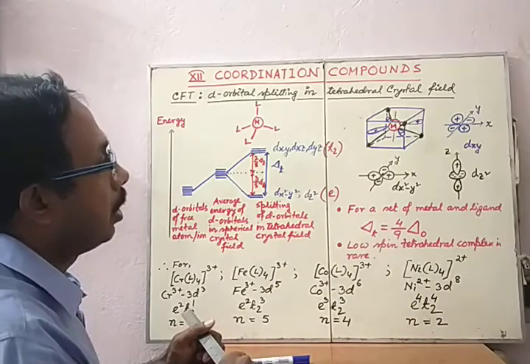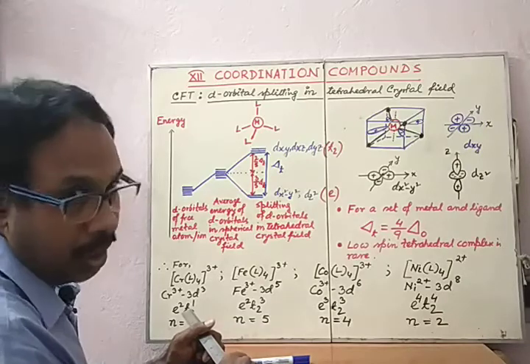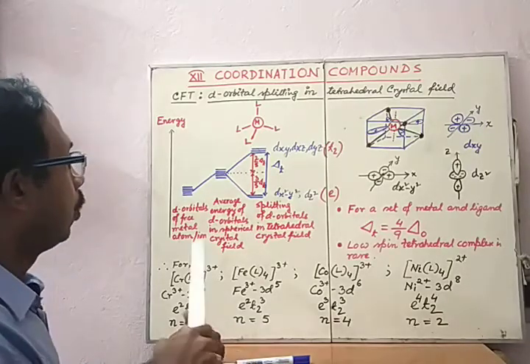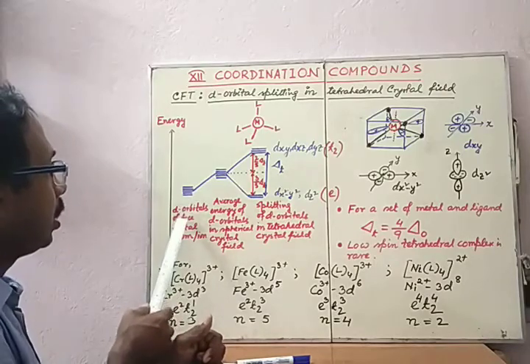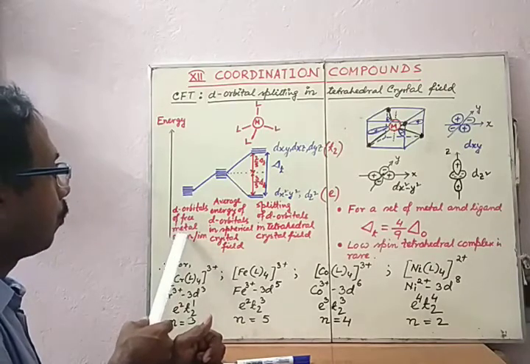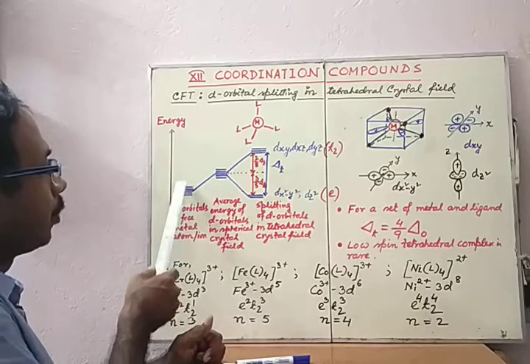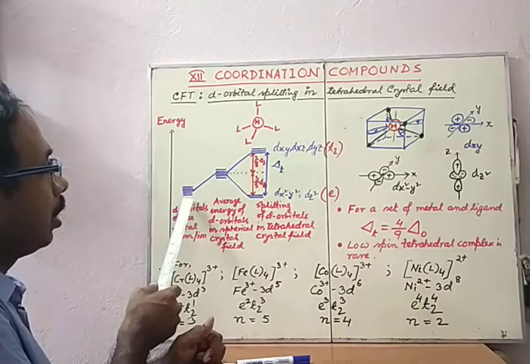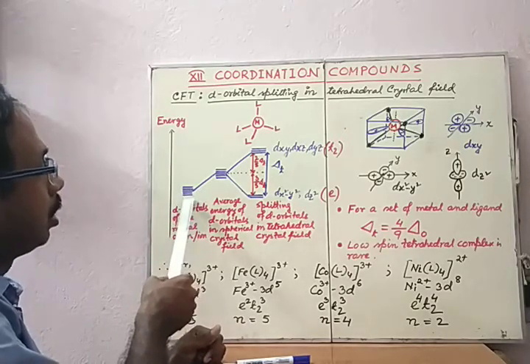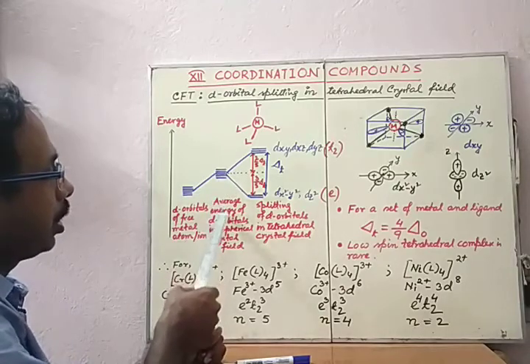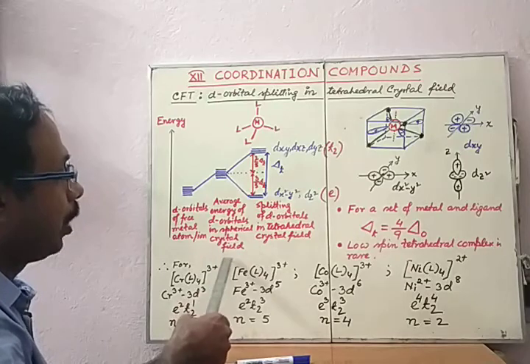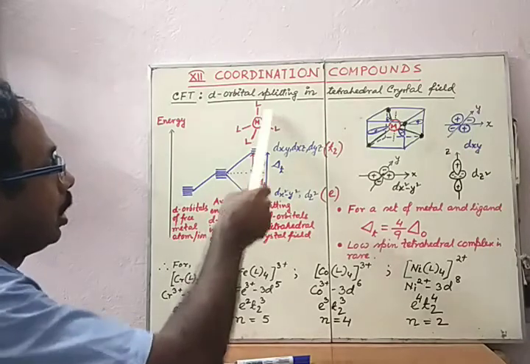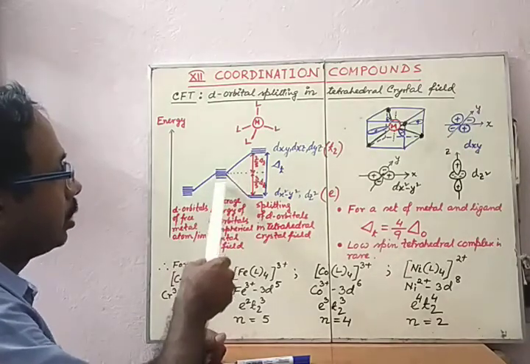Therefore, in case of d orbital splitting in tetrahedral crystal field, we find that this is the energy profile diagram. Here you can see that for the d orbitals of the free metal ion or atom, first their energy is increased in presence of the crystal field of the 4 ligands. Their average energy is increased.